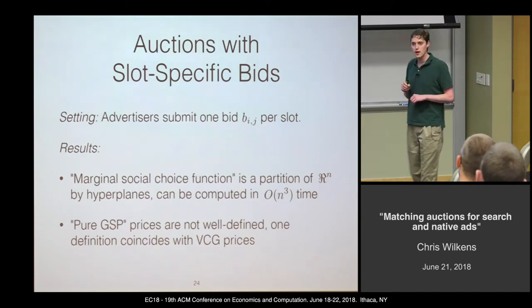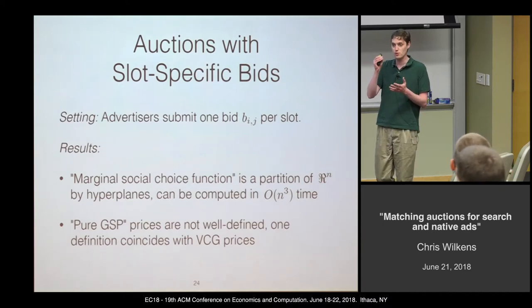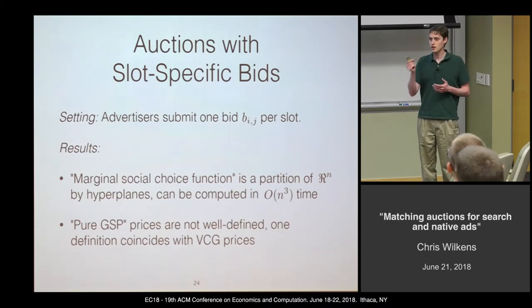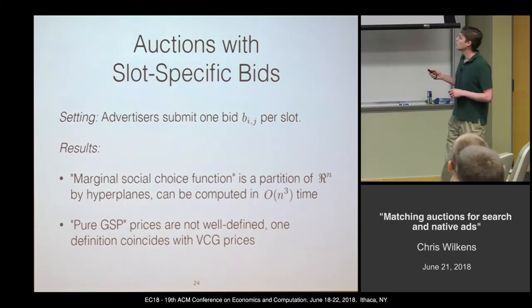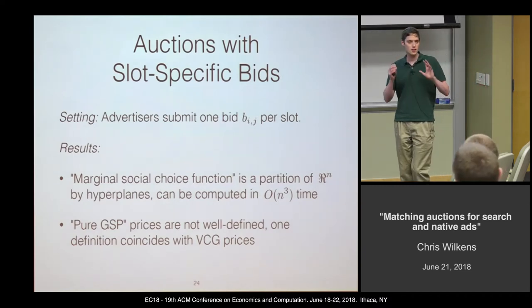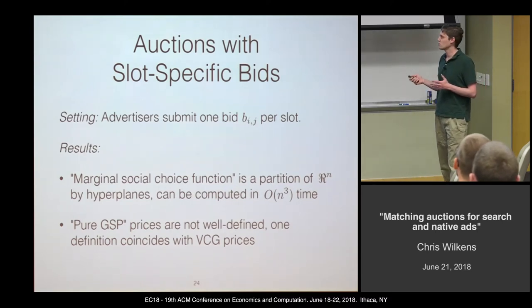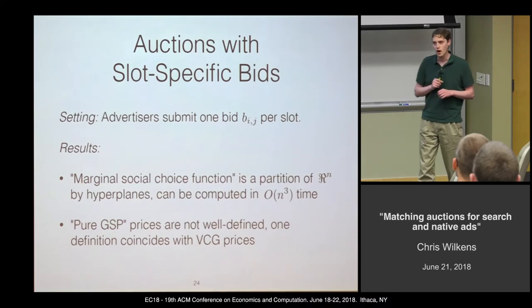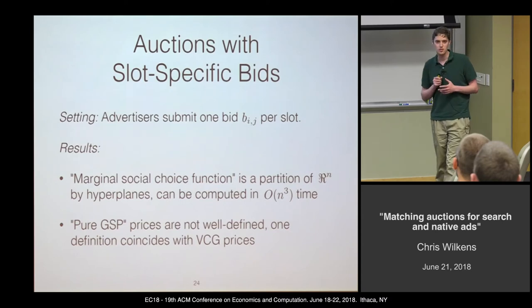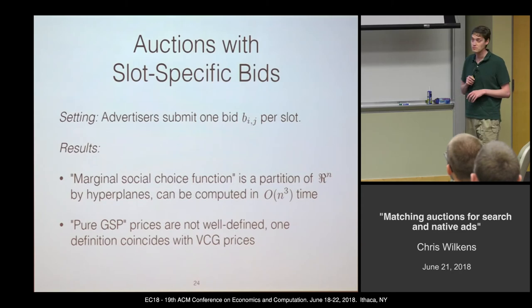Another ancillary result in the paper is, what if advertisers actually have a separate value for each slot? The version that I was looking at is one where they submit one bid. It's a single parameter world. So you can still define a marginal social choice function. It ends up being a partition of the space, and you can compute it quickly. The problem from our perspective is that it's not really clear what prices you should compute. One simple version of pure GSP prices we came up with coincides with VCG prices, so we didn't get anywhere. And I don't have a good answer to that.